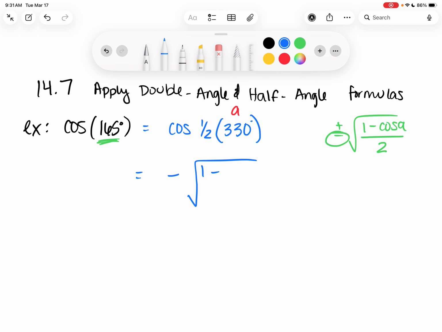minus, is that the right formula? I think it's plus. It is plus. I was like, something is not right here.